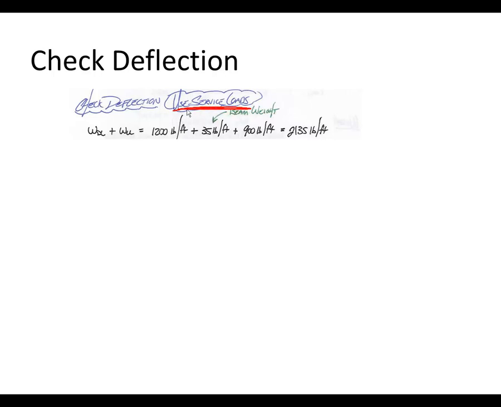meaning the actual loads that are applied. So here's, I believe, the dead load, the 1,200 pounds per foot. Here's the live load, 900 pounds per foot. And then we also need to account for the beam weight. Add those three together and we come up with 2,135 pounds per foot as a load that we need to apply in this situation.